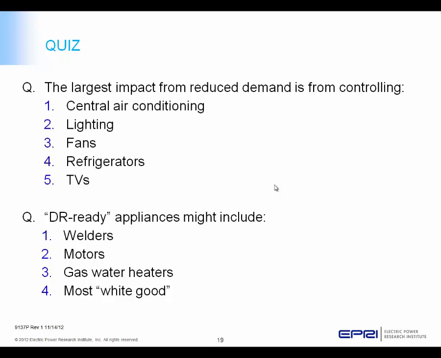Second question, DR-ready appliances must include what? Welders, motors, gas water heaters, or most white goods? Well, some might say potentially all of them except for perhaps gas water heaters. But what we're really talking about is most white goods that could be DR-ready appliances.